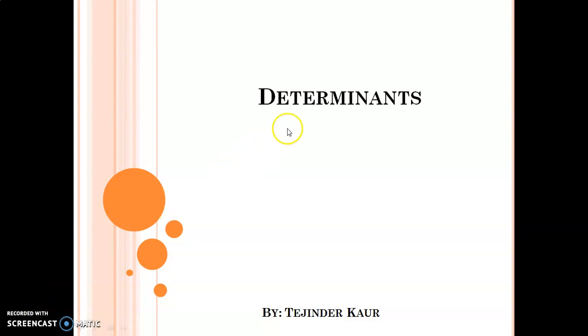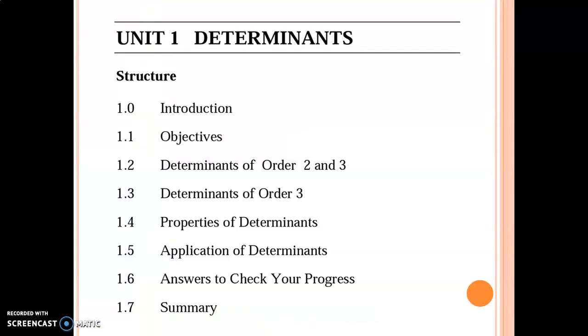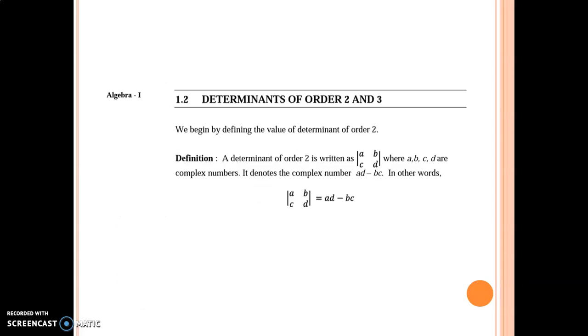Hello dear students, in this video we'll learn about determinants. We'll start with the introduction of determinants of order 2 and 3 and we'll do some questions based on these.